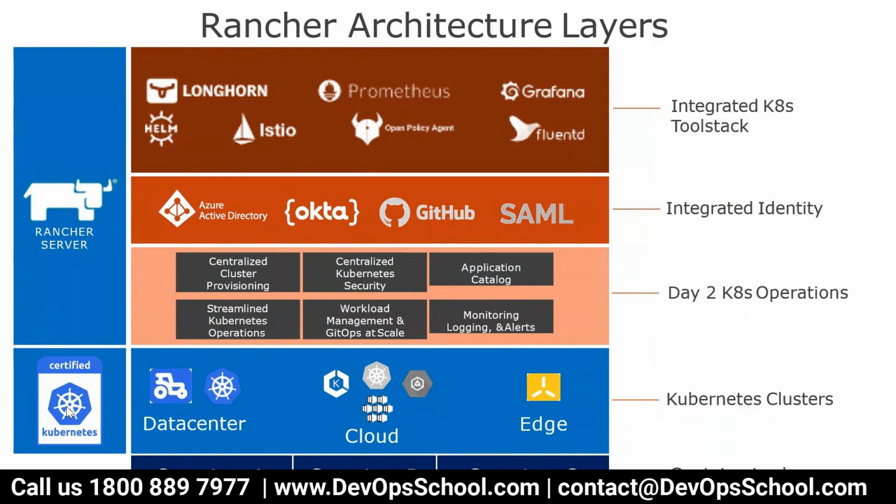Longhorn, Grafana, these are all separate tools for different work. So the Rancher server is installed. If you want block storage, configure Longhorn. If you want observability, Prometheus, Grafana. If you want networking policies, Istio. If you want security, OPA, Fluentd for tracing and all kinds of things.